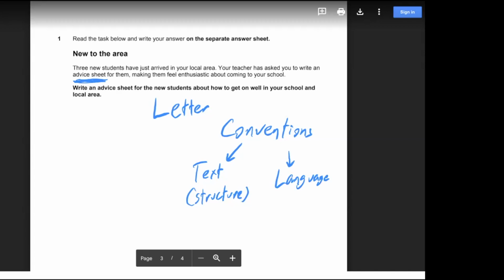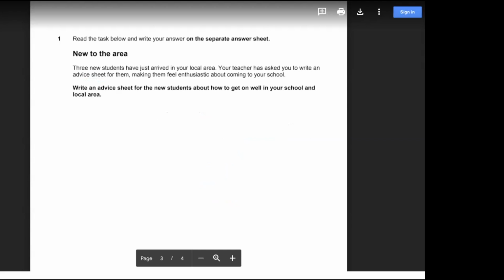In fact, as soon as you see the stimulus, you should immediately highlight the most important things in it. The most important things in this particular stimulus are, of course, who you're writing to. So 3 new students have arrived in your local area. Your teacher has asked you to write an advice sheet. I've underlined 3 new students because that is my target audience. I'm also going to underline advice sheet, right?